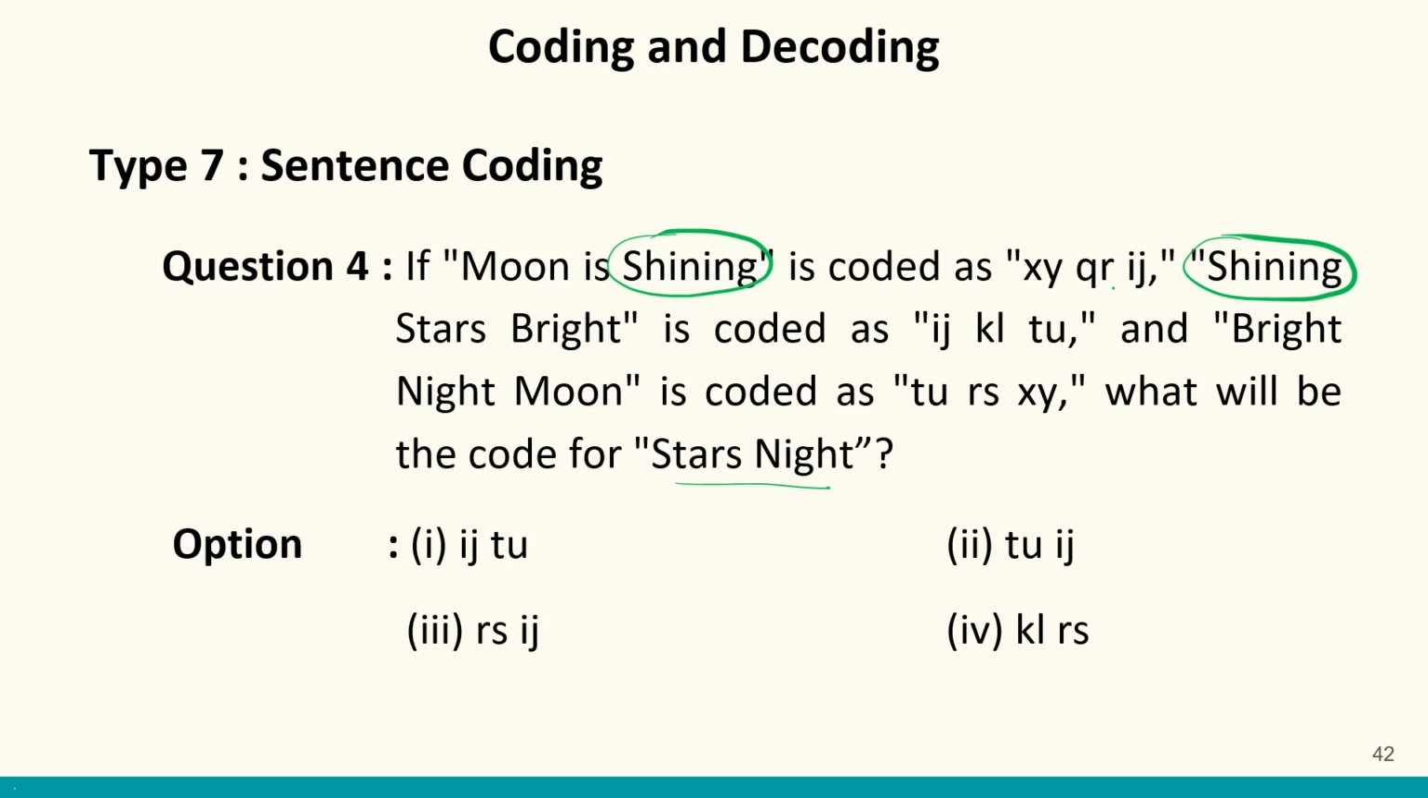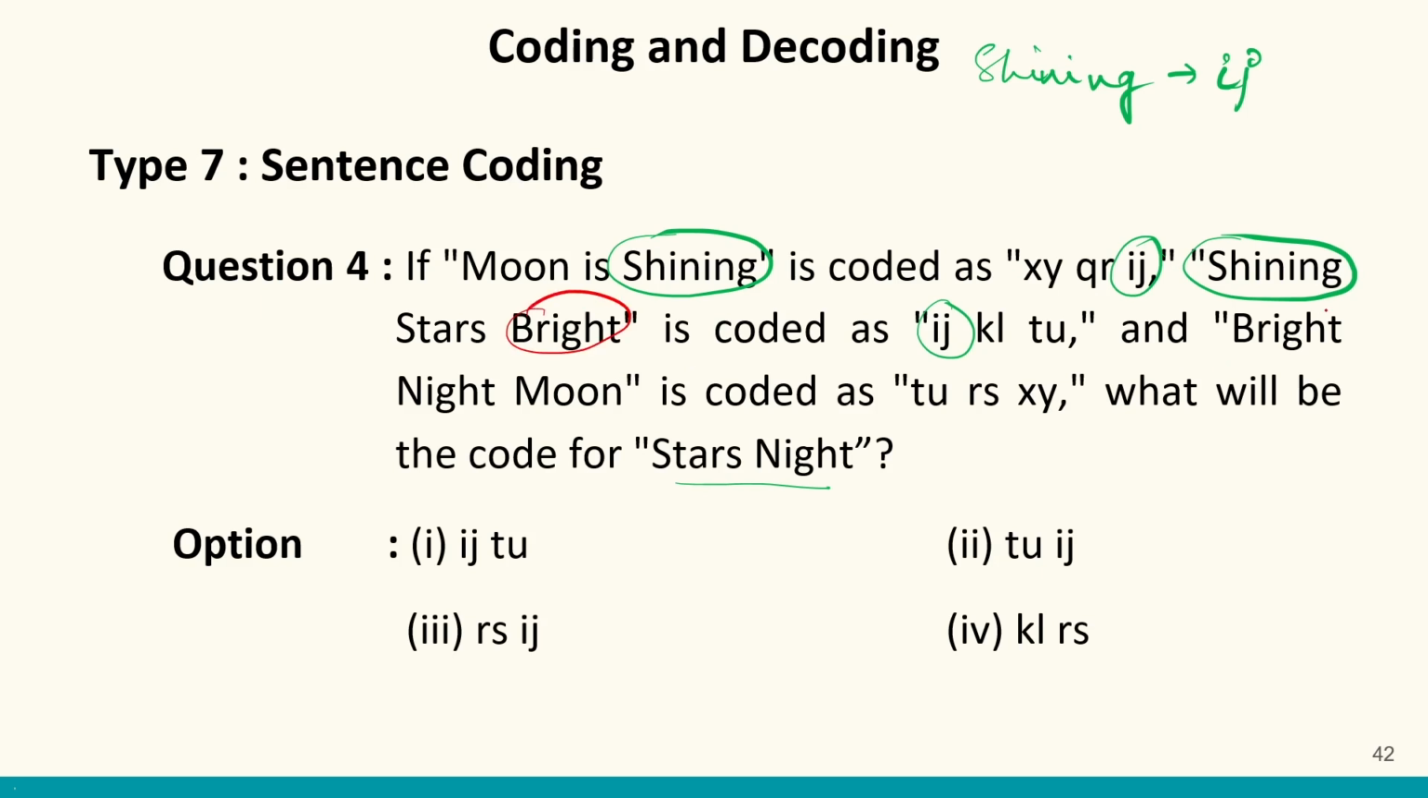And the code for here is XYQRIJ. And the code for here is IJKLTU. So IJ is the only common code. So shining will be coded as IJ. Right? Then over here, bright night moon and shining stars bright.